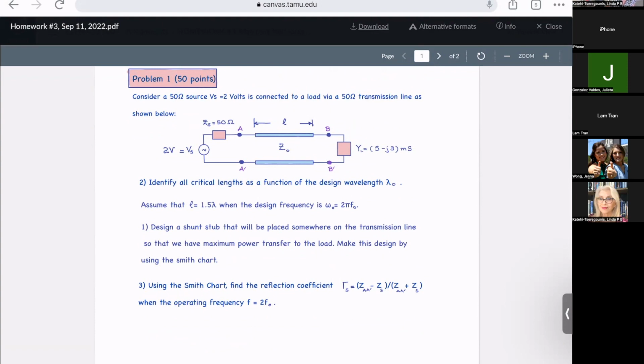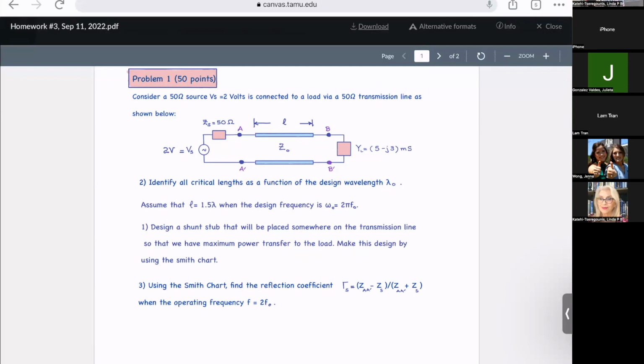Okay, so first of all, for some reason, number 2 has to be after number 1. I don't know why I moved it up. But design a shunt stub that will be placed somewhere in the transmission line so that we have maximum power transfer to the load. Make this design by using the Smith chart. And then number 2 is to identify the critical lengths. And number three is using the Smith chart, find the reflection coefficient.